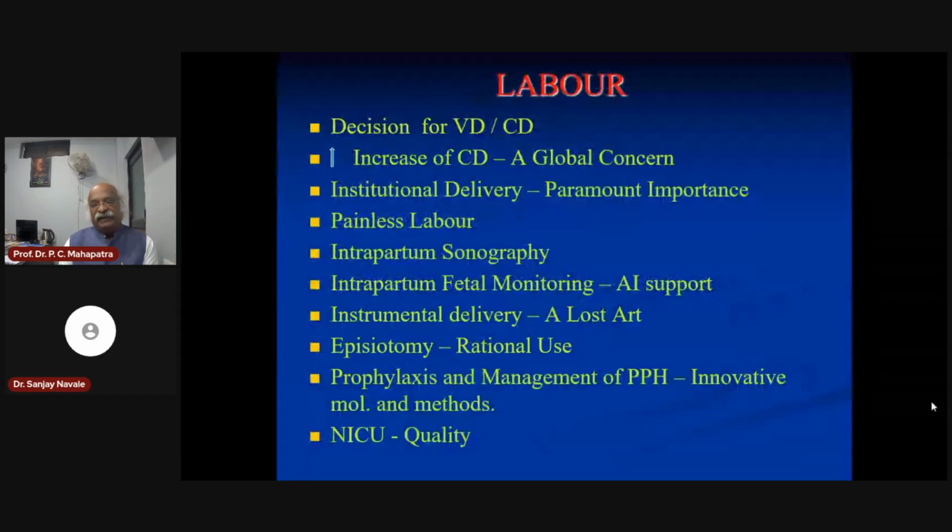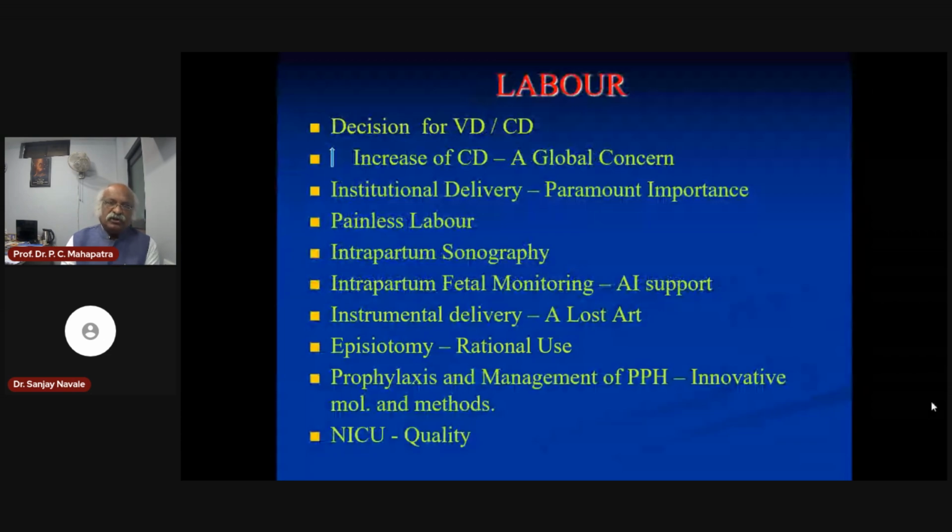Instrumental delivery, in fact a lost art. The destructive operations, there are no more such destructive operations, for various reasons. Now for instrumental delivery, either the vacuum or the forceps or the other device, these are the only three which are left behind. We are forgetting about the other instrumental deliveries. But still, it is being practiced, and in selective cases we do it. It's not a lost art, but the degree to which instrumental delivery was used has seen a sea change during the last two to three decades.